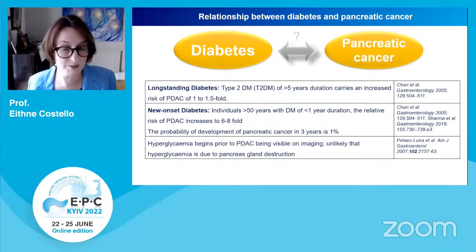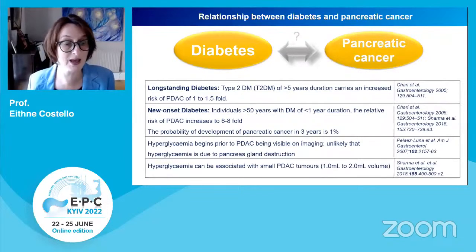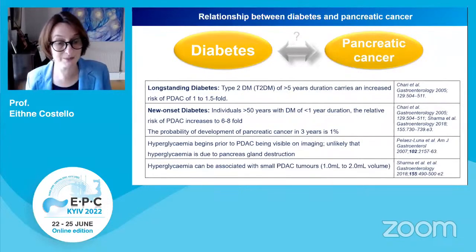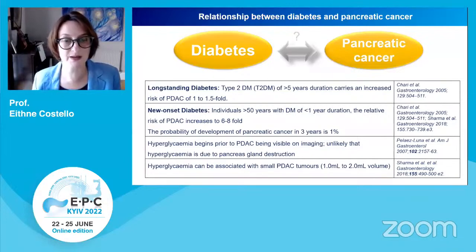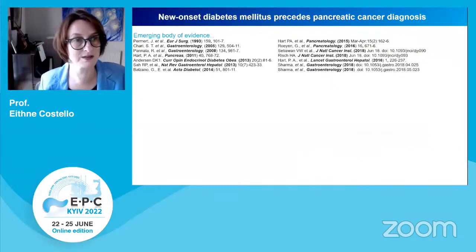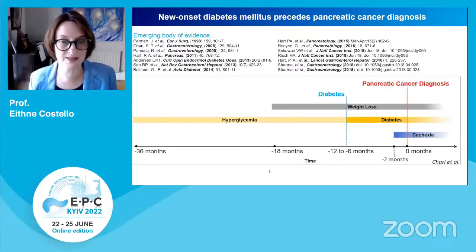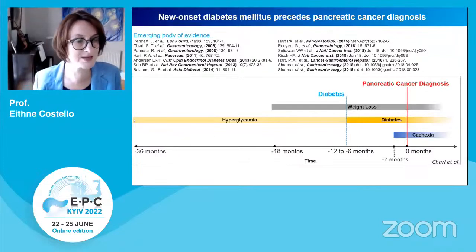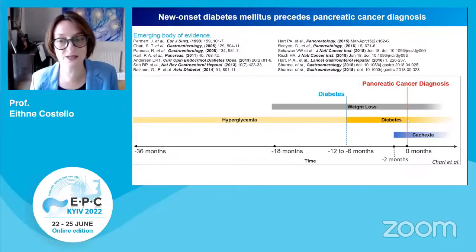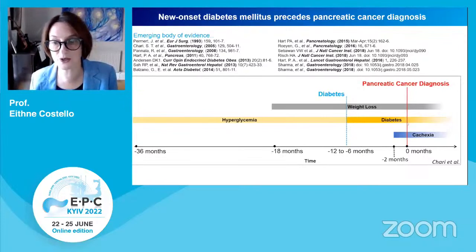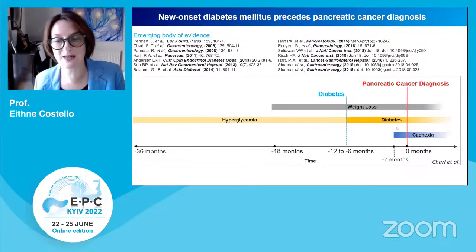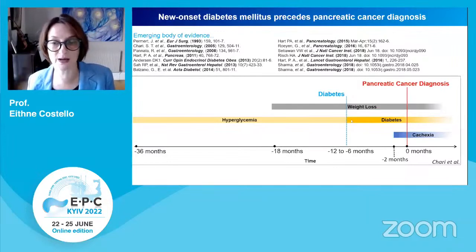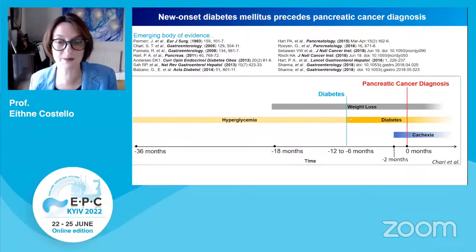Hyperglycemia begins prior to pancreatic cancer being visible on imaging and can be associated with small tumors. So let's have a look at the picture that has emerged. This picture is modified from work done by Sharma et al. So as I said, hyperglycemia begins 36 months prior to cancer diagnosis, shown here with the red line. At about 6 to 12 months prior to cancer diagnosis, hyperglycemia tips into diabetes.